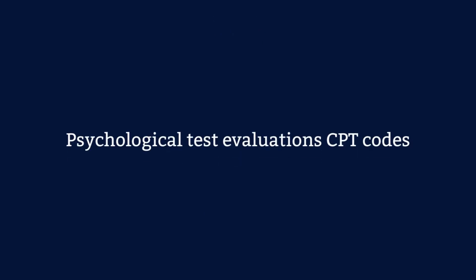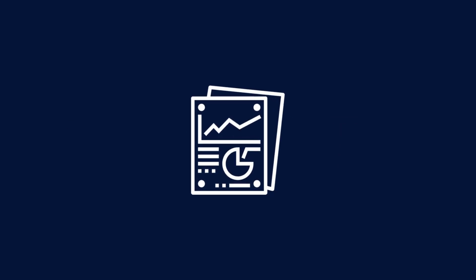Psychological test evaluations also require CPT codes for billing. Test evaluations include interpreting the results of psychological tests and providing a written report about the findings. 96130. This code evaluates results of psychological tests and provides a written report about the findings. It requires at least 30 minutes of evaluation by a qualified professional and should take at most 60 minutes. Along with this code of psychological evaluation, you can use CPT code 96131 if additional time is needed.